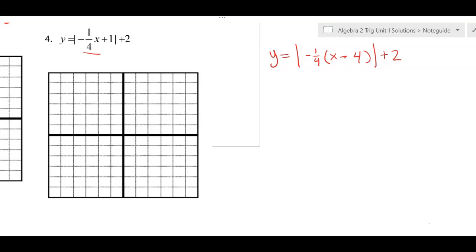Is everybody okay with what I've just written being equivalent to what was there before? I didn't do anything new. I wrote it in a different way, okay? You might not understand why I'd want to do that yet, but we're okay with that.